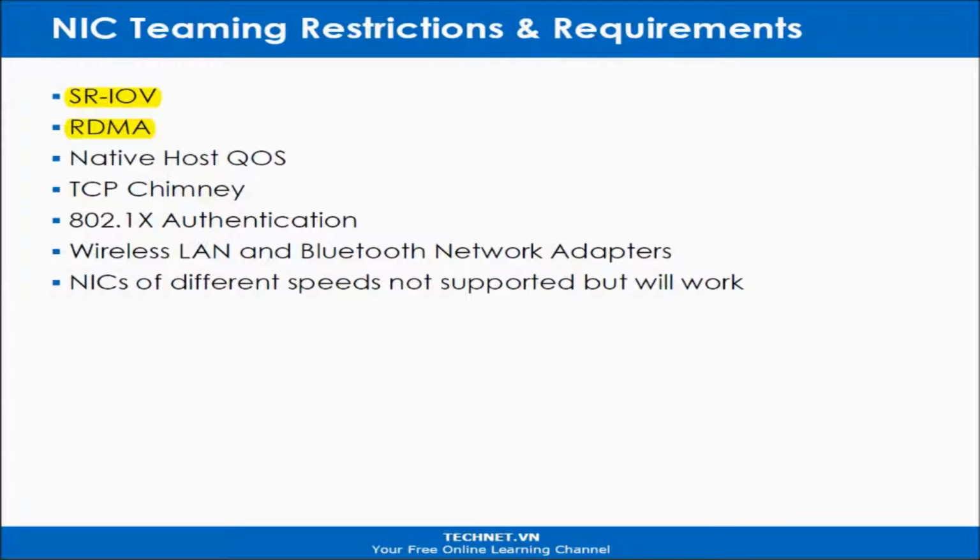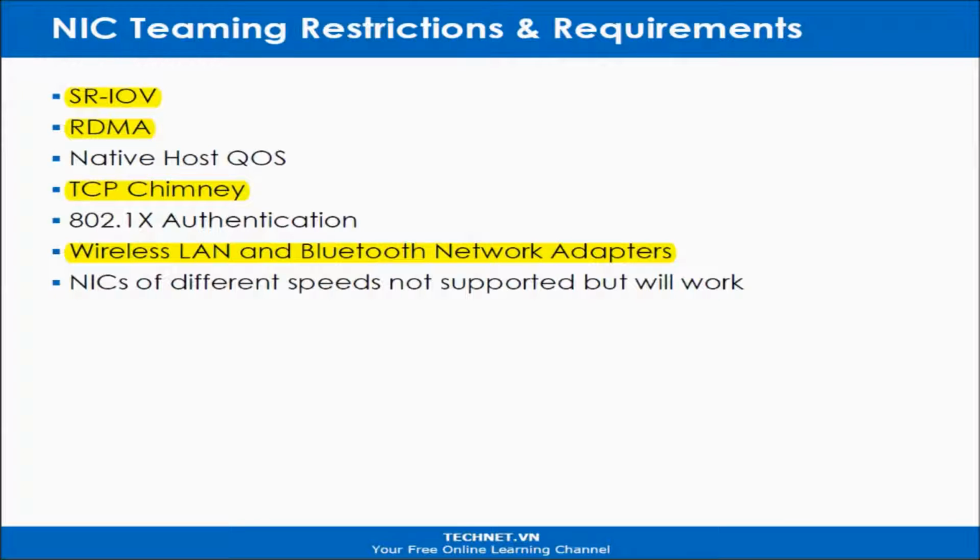Now, TCP Chimney is a little bit different in that it's going to take the network stack and put the network stack straight on the network card. So once again, no way for us to get that little multiplexer driver into that network stack, so there's no way with TCP Chimney for us to take advantage of load balancing. Now, wireless LAN and Bluetooth network adapters are not supported, but they're also not going to provide the network speed that we're looking for. So it's not really a big deal that wireless LAN and Bluetooth adapters are not supported.